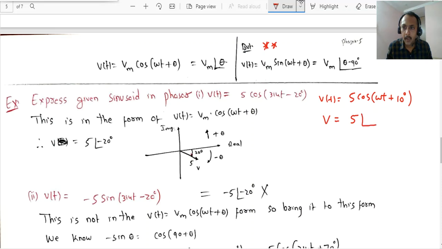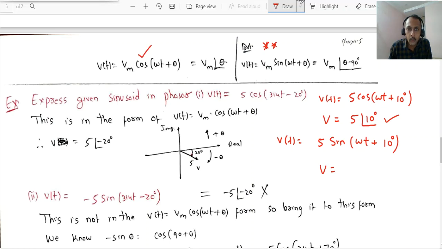What is angle theta? At an angle 10 degrees. This is okay, good. But if I ask you V of t equal to 5 sine of omega t plus 10 degrees, then also most of the students are writing its phasor as capital V equals to, they are not looking whether the term is given cos of something or sine of something. That is important. If it is cos term, then only you should write Vm at an angle theta. Very, very important. Please focus.